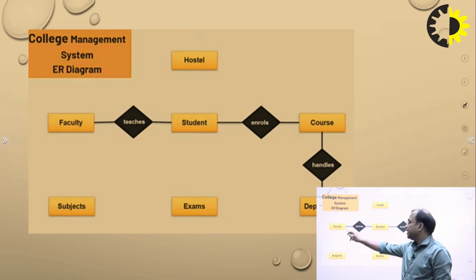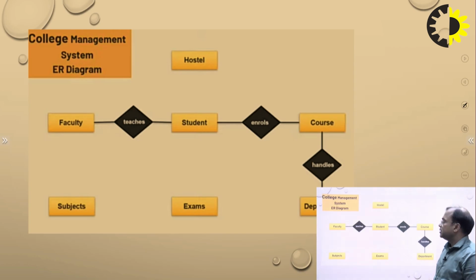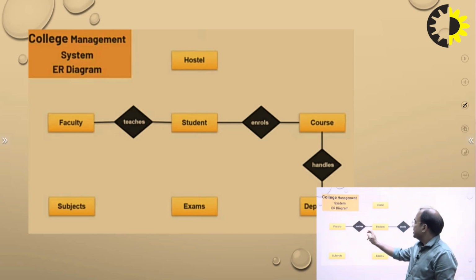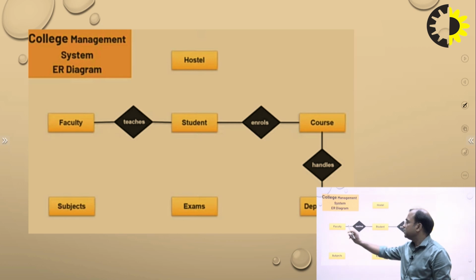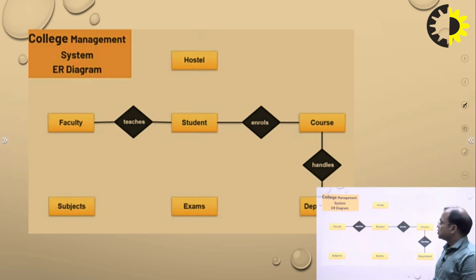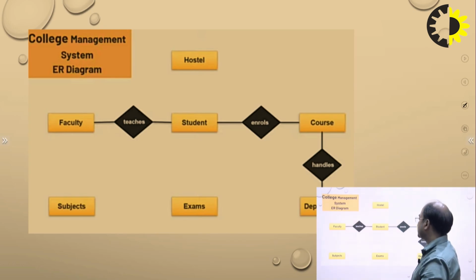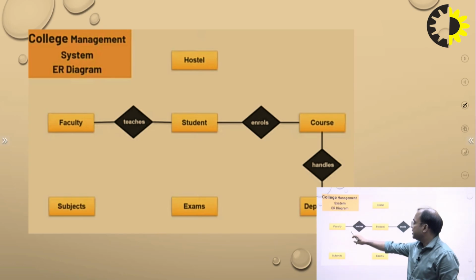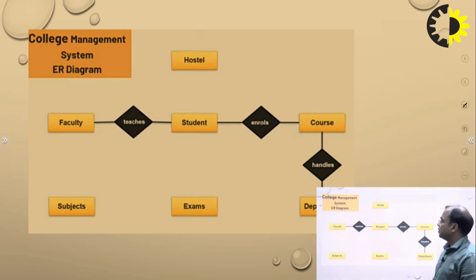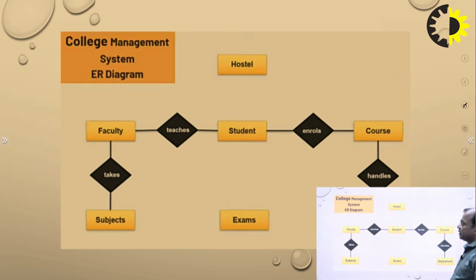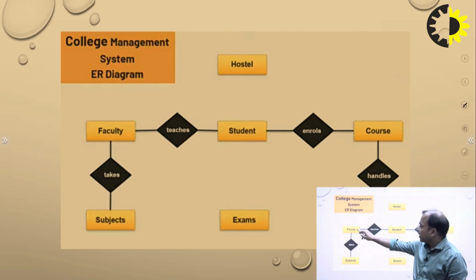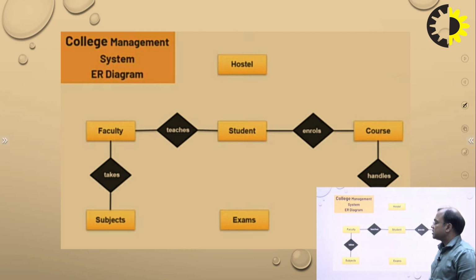Likewise, what should be the relation between faculty and student? Faculty teaches student. What is the relation between the faculty and student entities? It is all written in the diamond shape, meaning faculty teaches student. These are the important relationships, and we write them like this. Likewise, we can draw different relationships with different entities. If we want to draw the faculty and subject entities, what is the relationship between faculty and subject?